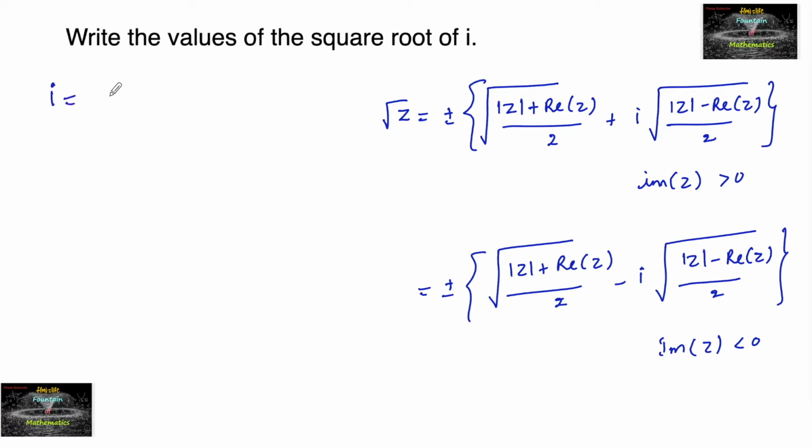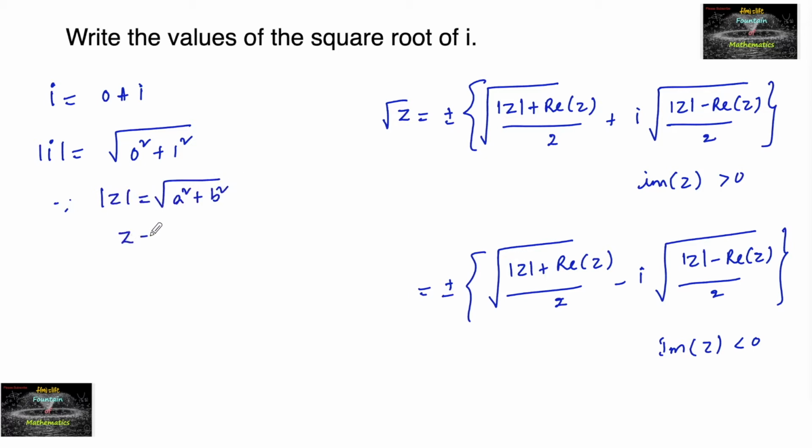So i can be written as 0 plus 1 times i. And the modulus of i is equal to root over 0 square plus 1 square, since mod z is equal to root over a square plus b square when z is equal to a plus ib. So root over 0 square plus 1 square is 1. So the modulus of i is 1.